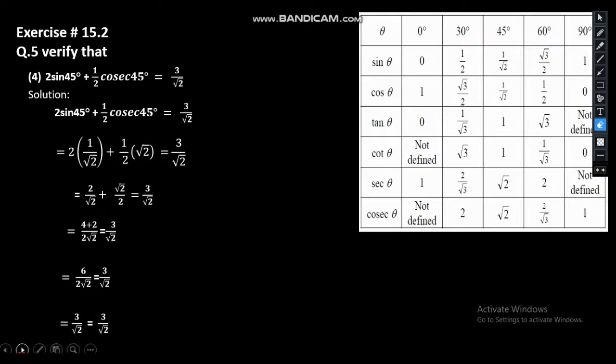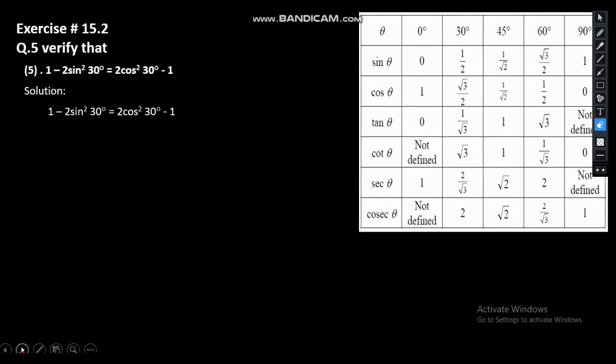Now next question, question number 5. Here 1 minus sine square 30 degree is equal to 2 cos square 30 degree minus 1, and next step, which is equal to this one. Sine 30 degree is equal to 1 divided by 2, and whole square, as it is. Cos 30 degree is equal to root 3 divided by 2, and whole square minus 1.